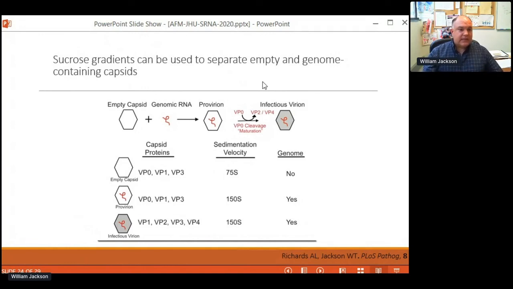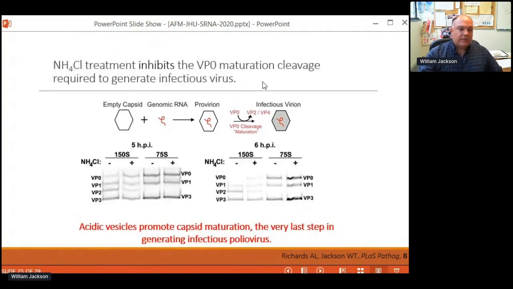We can't actually separate those two because they have the same sedimentation velocity. So we took that fraction and then we looked at the capsid proteins to see if they were changing. What we found, if you look over here, is clearest to see in the 6 hour. You can see that this VP0 protein, which is completely gone in a normal infection, and VP2, which is highly prevalent in normal infection, when we inhibit acidification, now we can see a VP0 band, and VP2 is strongly reduced.